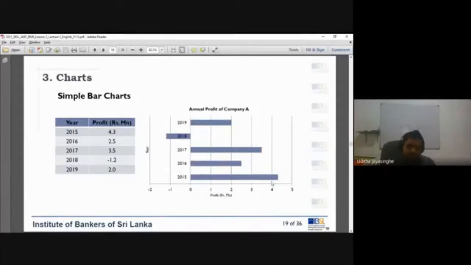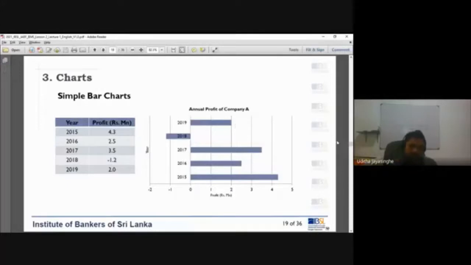So you may see profit has declined from 2015 to 2017, a declining trend, and in 2018 it has gone to a loss. And in 2019, this company has rebounded its performance and is catching up with the trend again. So these are two widely used patterns of bar charts, horizontal and vertical.